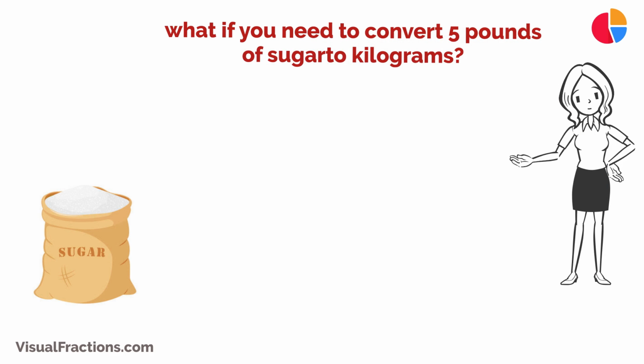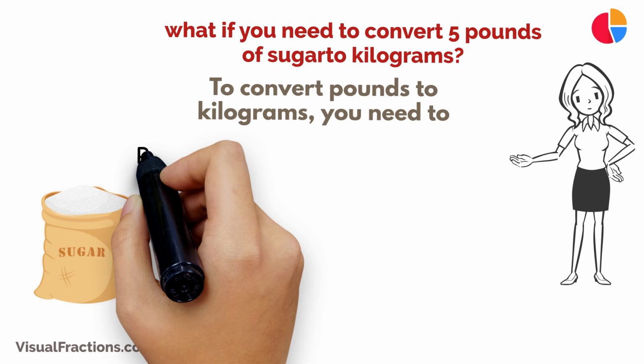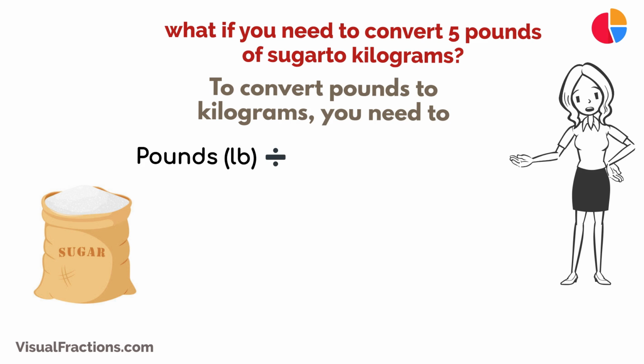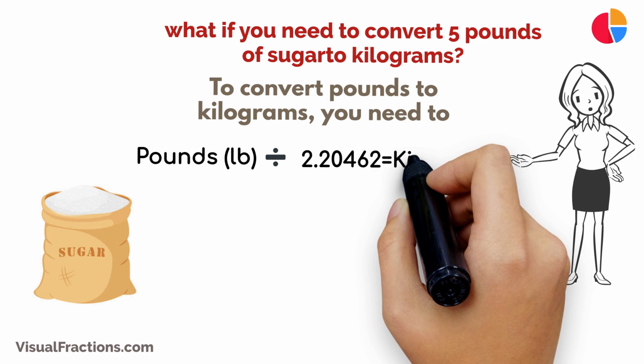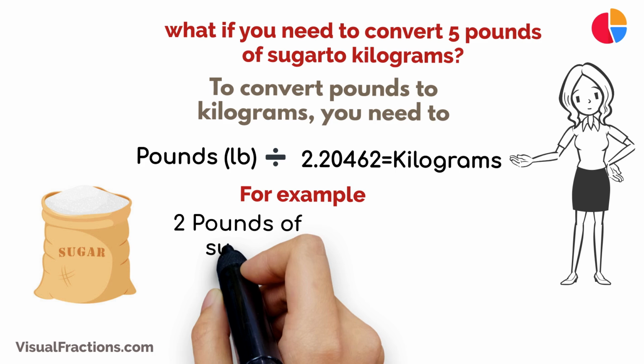But wait, what if you need to convert 5 pounds of sugar to kilograms? Don't worry, we've got you covered. To convert pounds to kilograms, you need to divide the number of pounds by the conversion factor of 2.20462. Let's walk through an example of how to convert 5 pounds of sugar to kilograms.